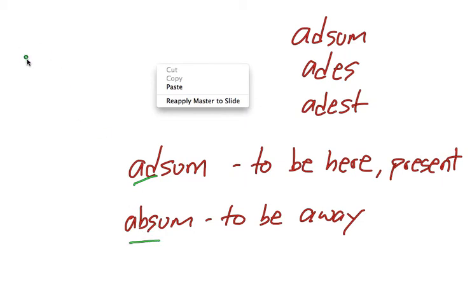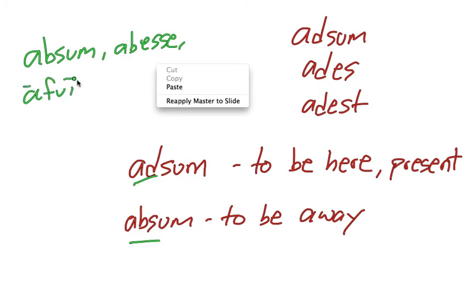Absum does something a little different in its principal parts. It's absum, abesse, and then it goes to afui and afuturum. So it drops out the B in the third and fourth principal part. That's a really, really minor thing, so not something to be too concerned with.